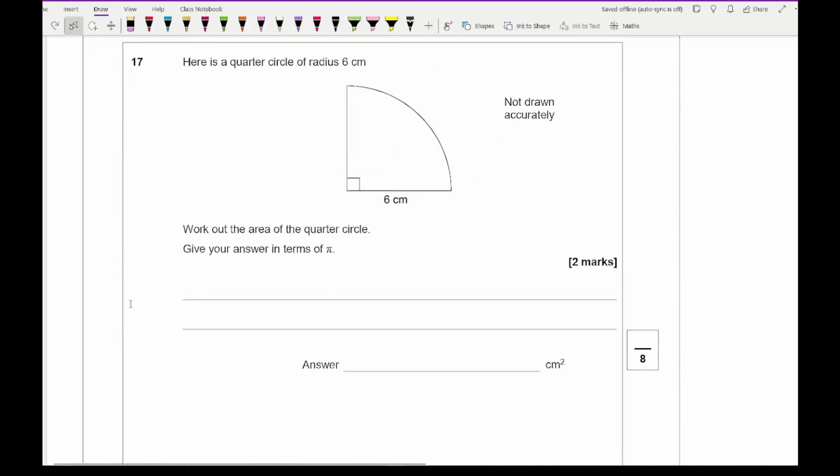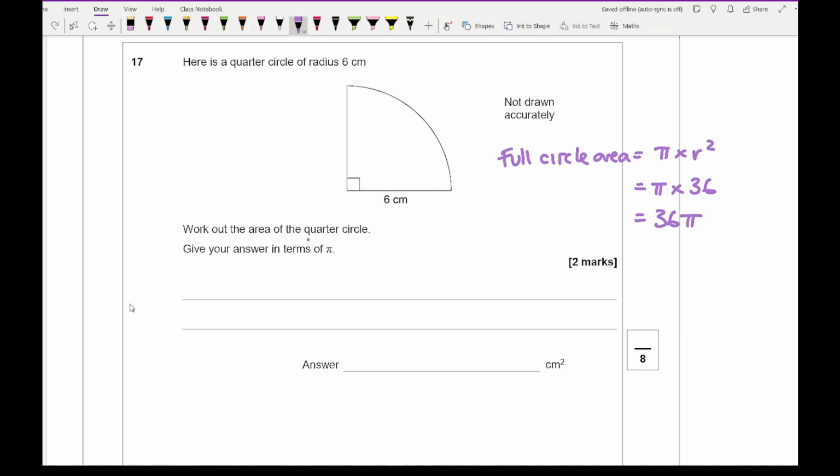Moving on to question 17, it says here is a quarter circle with a radius of 6 centimeters. Work out the area of the quarter circle. Give your answer in terms of pi. Now in terms of a full circle area, well the formula is pi times r squared. Now here the radius is 6, so the full circle is going to be pi times 36, which written in terms of pi is 36 pi.